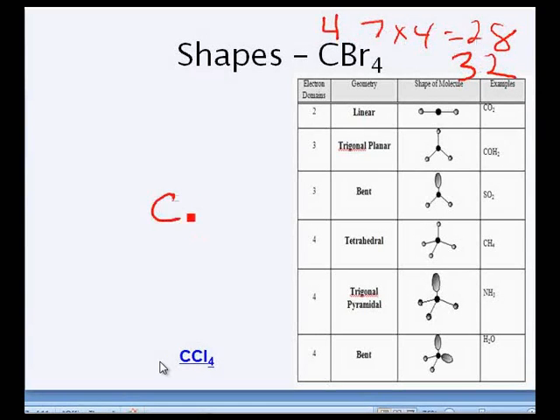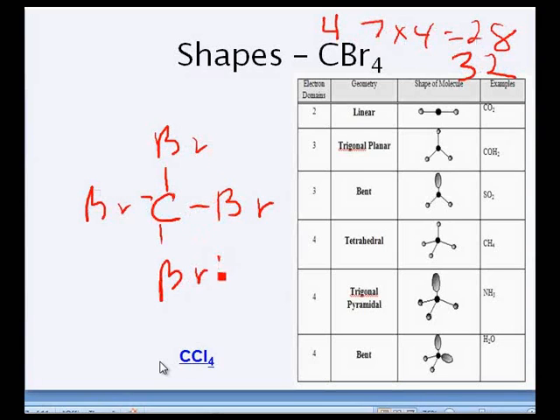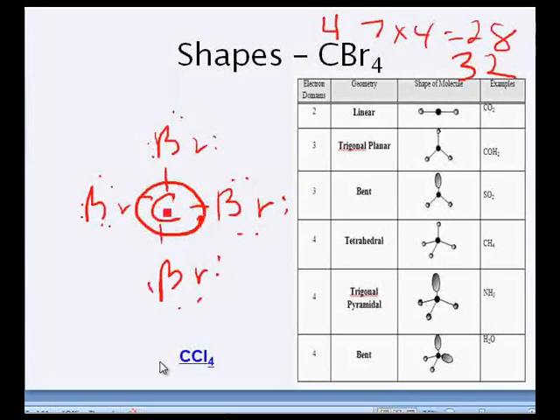Okay, so we have carbon in the center, bromines, and of course the bromines need full octets, so I'll throw in my lone pairs. Now when we're looking at shape, what we're focused on is the center atom. And the question is, how many electron domains are around the central atom? And if I'm looking at this, I've got 1, 2, 3, 4. Basically, in this case, it's the 4 bonds around carbon.